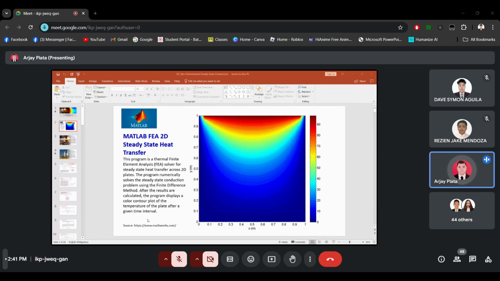So this program is a thermal finite element analysis solver also for steady state heat transfer across 2D plates. So this program numerically solves a steady state conduction problem using the finite difference method. So the finite difference method is the one that we will discuss today. This is one of the methods in solving for the 2D heat transfer. After the results are calculated, the program displays a color contour plot as you can see on our screen. So the red part is the highest temperature. Then eventually it decreases.